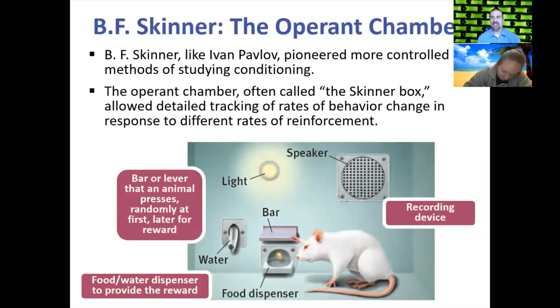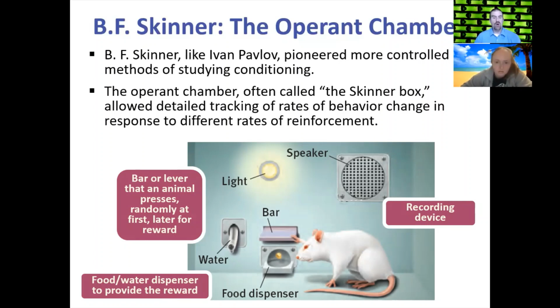So he develops what's called the operant chamber, the Skinner box in more colloquial terms. It allows us to track the rates of behavioral changes in response to different reinforcement. Looking at our box here, we can see that the rat, in this case, gets a reward of food. The rat is kept at a lower weight, so it's hungry and wants that food.